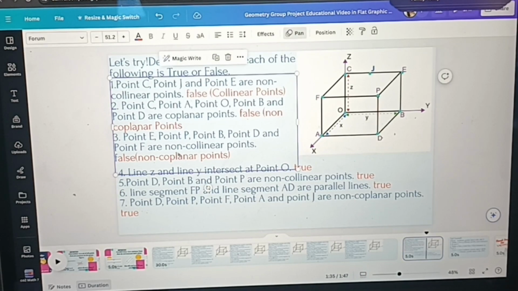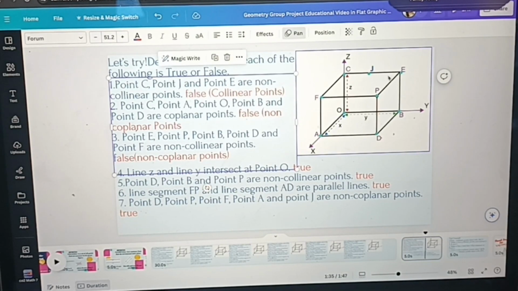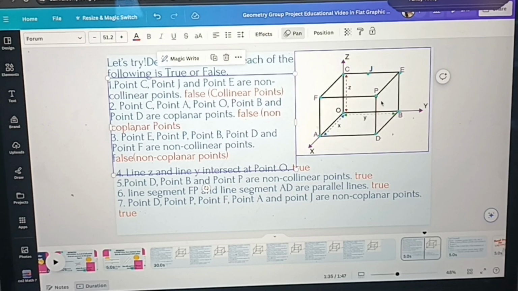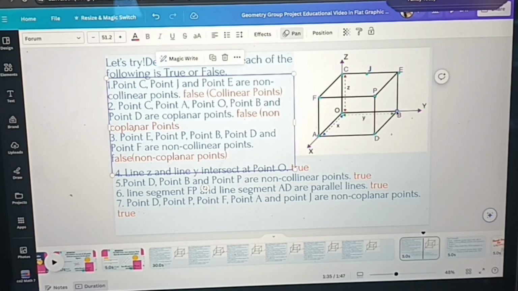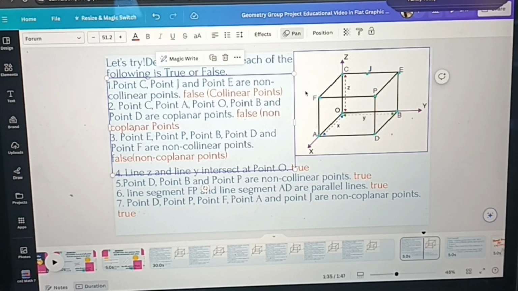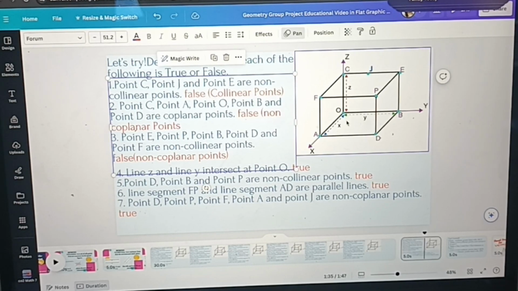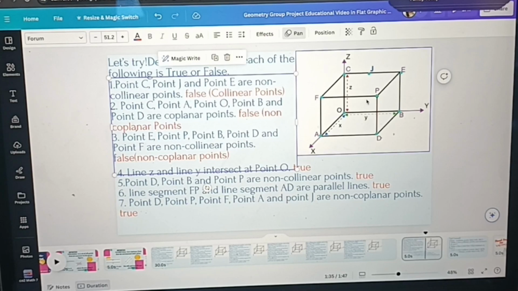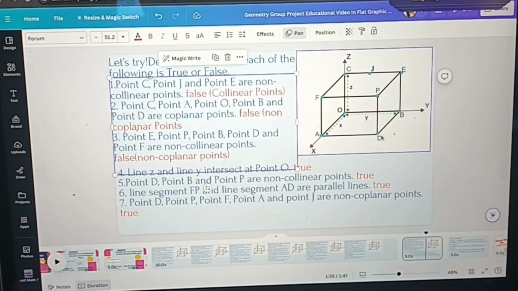Number 3 tayo. Point E, point P, point B, and point D, together with point F, are non-collinear points. From the statement alone, collinear, since we are talking about the plane, it is false. Since we are talking about the plane, four points inside the plane plus one outside, therefore the answer is non-coplanar points.